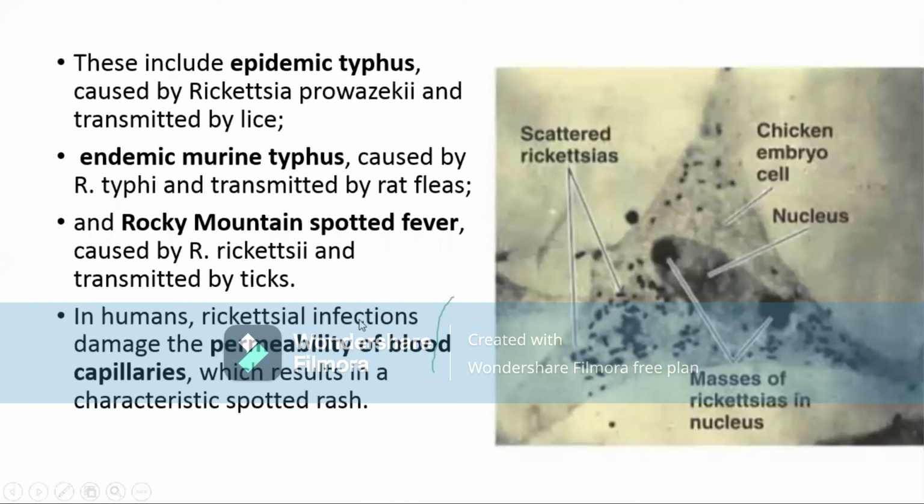So I told you that they increase and damage the permeability of the blood capillaries, and it results in the characteristic spotted rash. So whether it is epidemic typhus, murine typhus, or Rocky Mountain spotted fever, all of them are characterized by a type of rash. So that indicates a rickettsial infection.